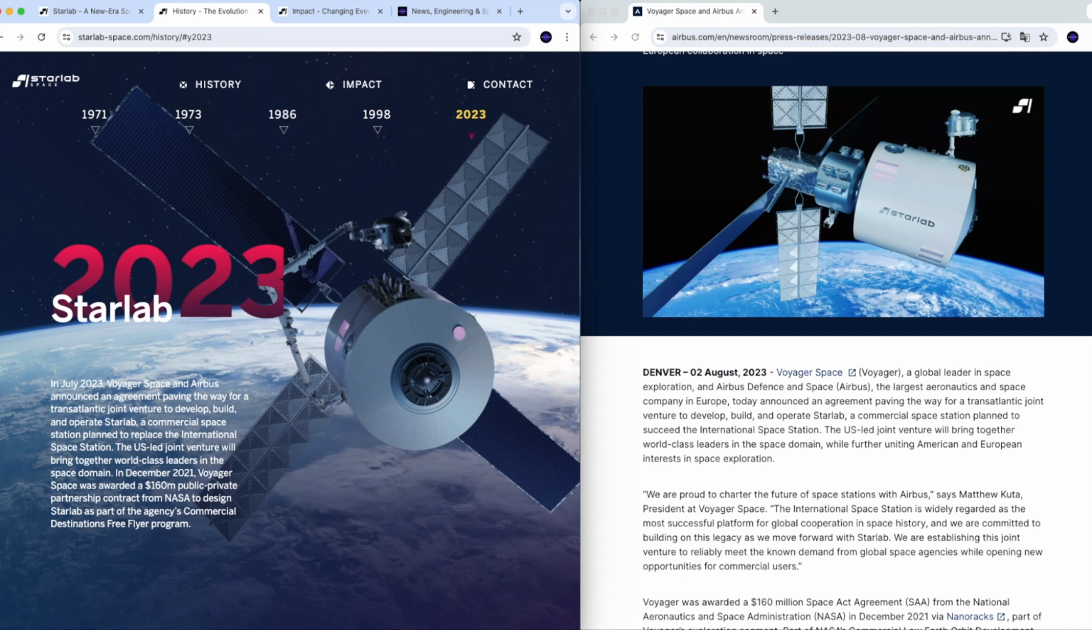Particularly, I have to mention two countries of Europe, which are Italy and France, which will be particularly involved in the construction and the logistics of the Starlab project. This is very important, because you don't have to forget that apart from the commercial astronaut, the astronauts we have been used to think about, they are all paid by the respective government.